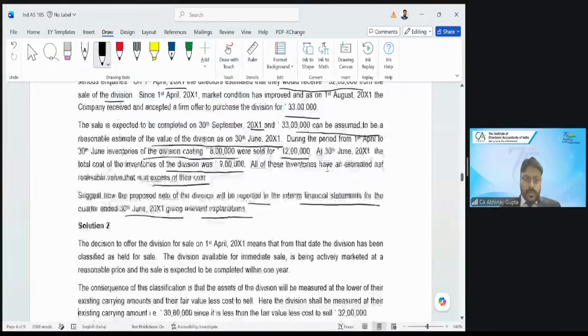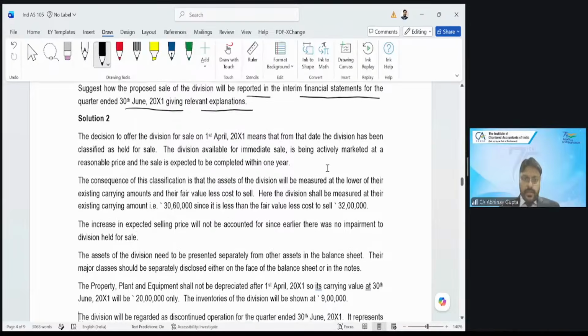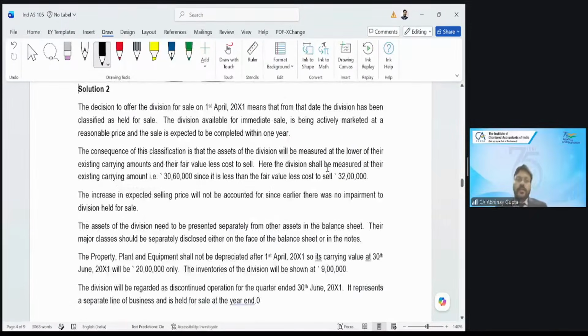Okay. So the decision to offer the division for sale on 1st of April 2000 means that from that date, the division has been classified as held for sale as per Ind AS 105, right? Since the management has decided to sell this division on 1st of April, this item meets the criteria for Ind AS 105, requiring classification as held for sale on that very date. The division is available for immediate sale, is being actively marketed at a reasonable price, and the sale is expected to be completed within 1 year, right? So these are the facts given in the question.